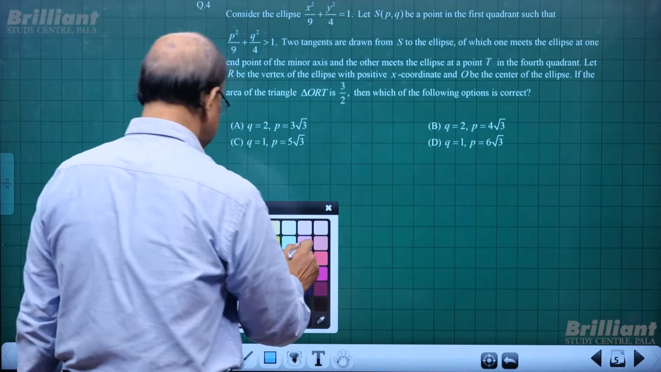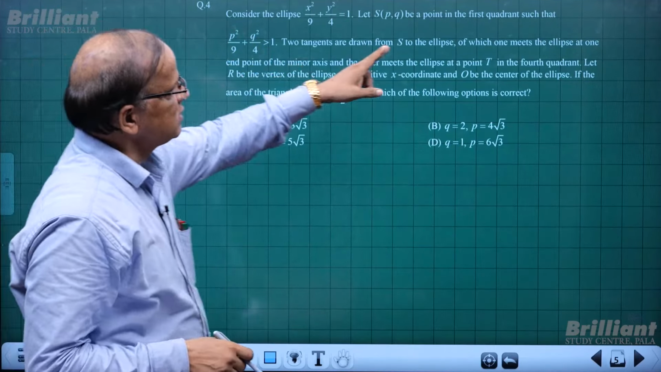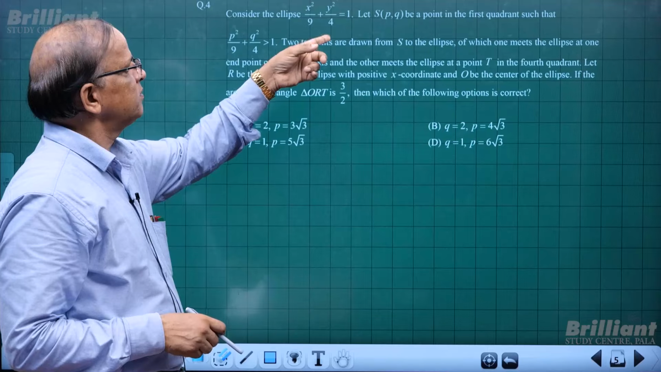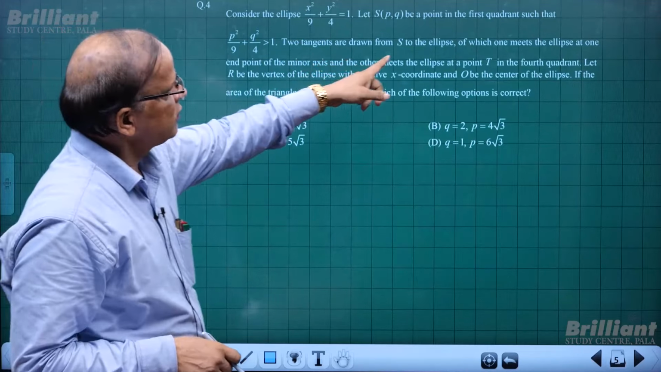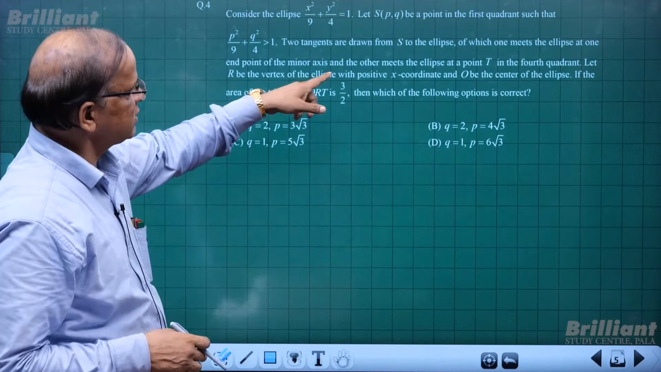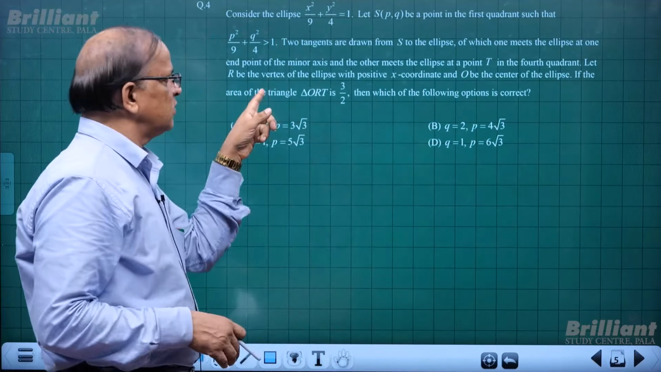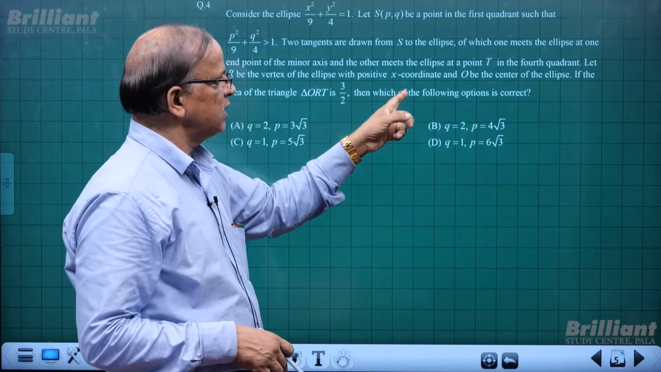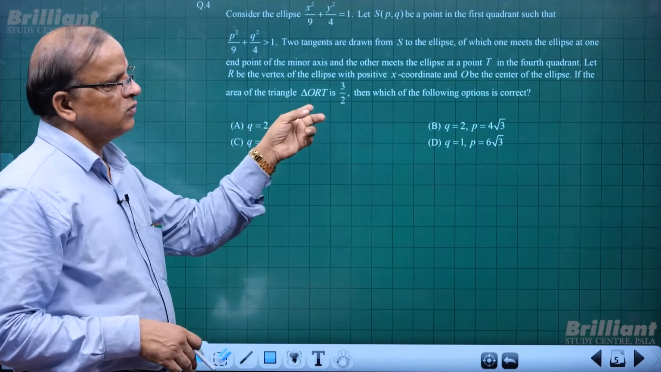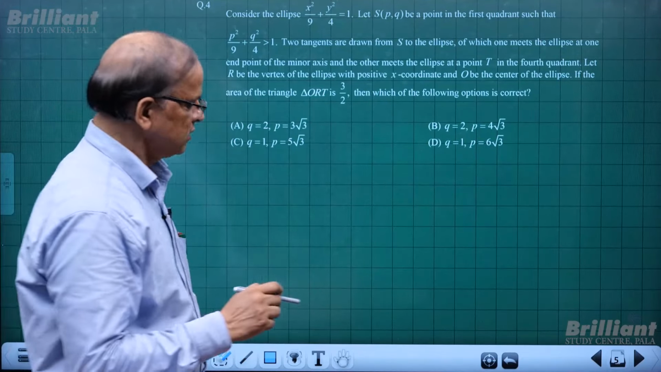Right, so there is a question on coordinate geometry, the ellipse. Consider the ellipse in the first quadrant, and the point S is outside, meaning S is positive, P and Q outside. Two tangents are drawn from S to the ellipse. One meets the ellipse at one end of the minor axis, the other meets the ellipse at T in the fourth quadrant. Let R be the vertex of the ellipse with positive x coordinate and O be the center of the ellipse. Then the area of triangle is given, and we are asked which of the following is the point of intersection of the tangents, right?